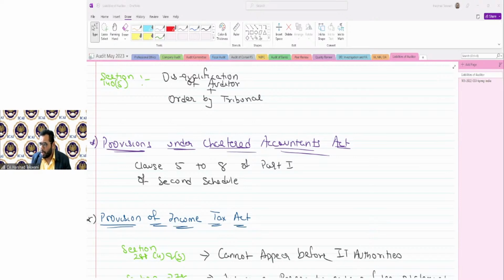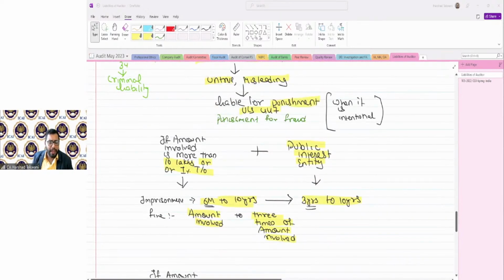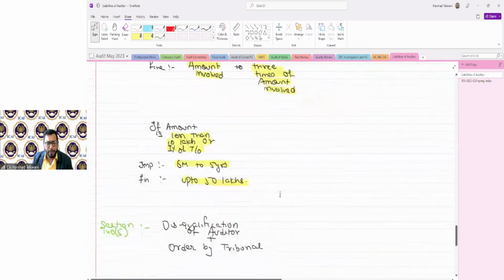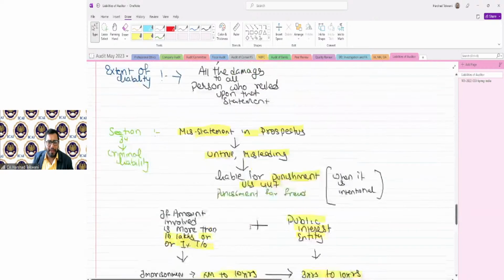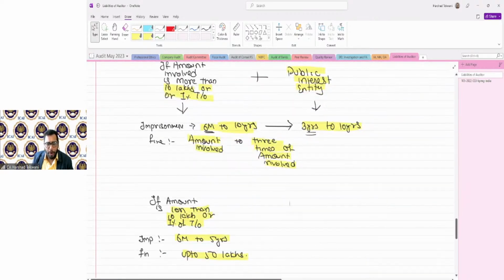There is a question on section 447: is the punishment amount the lower of 10 lakh or 1% of turnover? No, these are the conditions. If the amount involved is more than 10 lakh rupees or 1% of turnover, then the punishment is imprisonment of 6 months to 10 years, and a fine of the amount involved up to 3 times the amount involved. But if the amount involved in the fraud is less than 10 lakhs or 1% of the turnover, then imprisonment is 6 months to 5 years, the top limit of 10 years reduces to 5 years, and the fine is from the amount involved up to 50 lakhs.